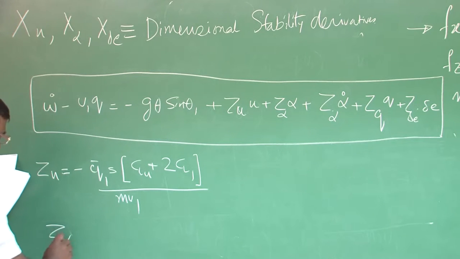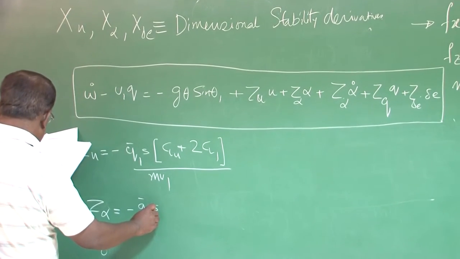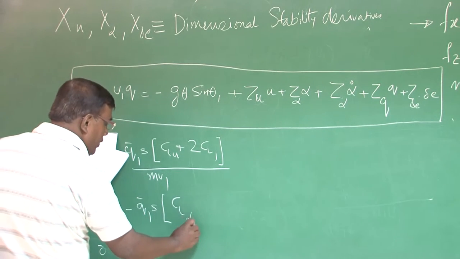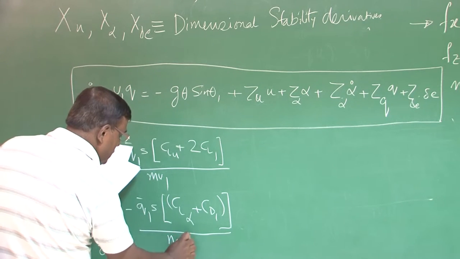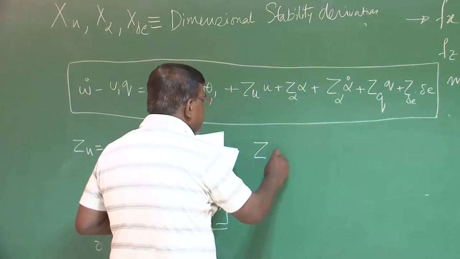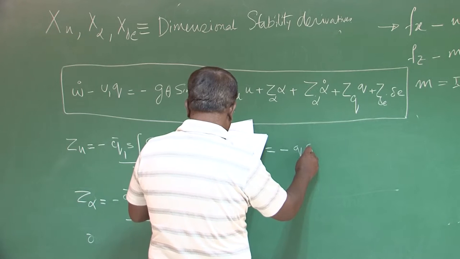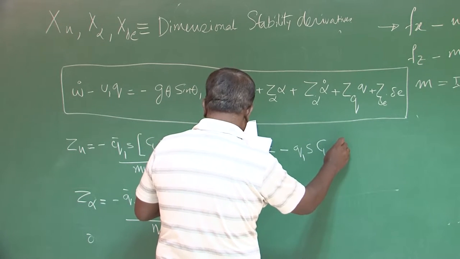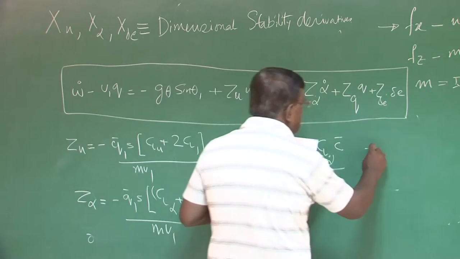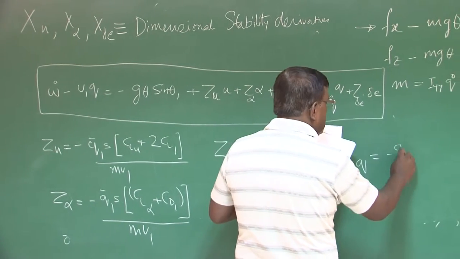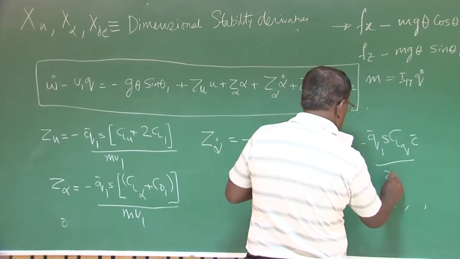then Z alpha will be equal to minus q1 S CL alpha plus CD1 divided by m u1. Z alpha dot will be given as minus q1 S CL alpha dot c bar by 2 m u1, and Zq will be equal to minus q1 S CLq c bar by 2 m u1.